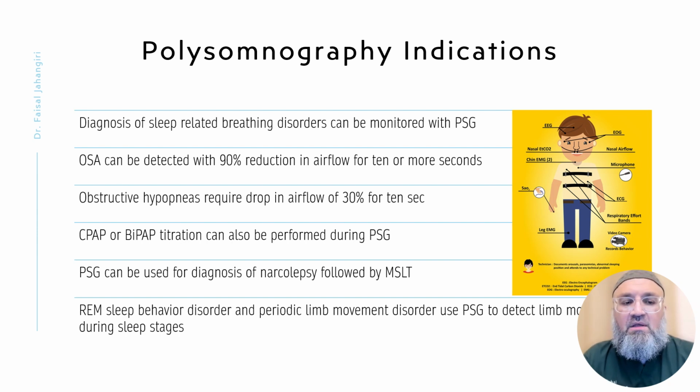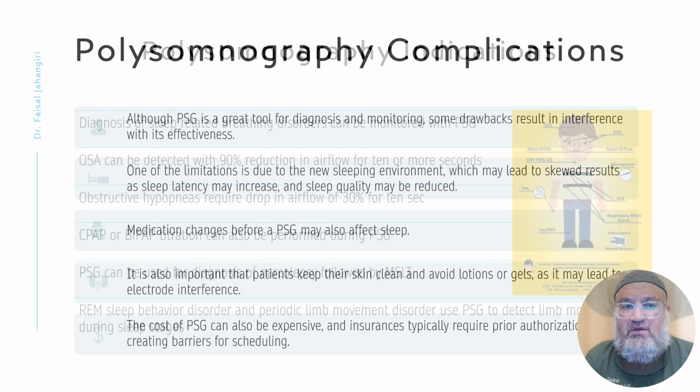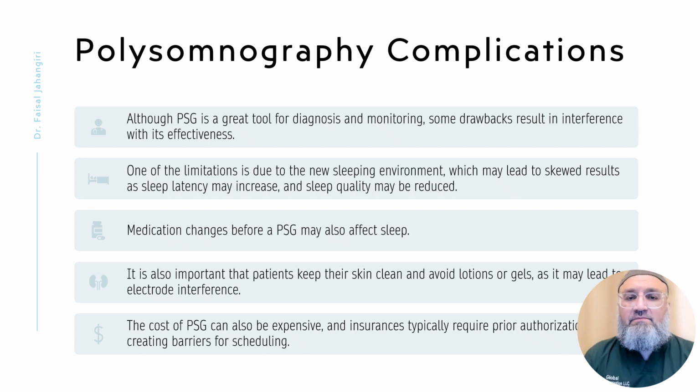in the patient. Polysomnography can be used for diagnosis of narcolepsy, followed by multiple sleep latency test. And REM sleep behavior disorders and periodic limb movement disorder also can be tested using the polysomnogram. So we are monitoring the limb movement in this study, and we can identify that. So different complications that can happen, which are not very common.